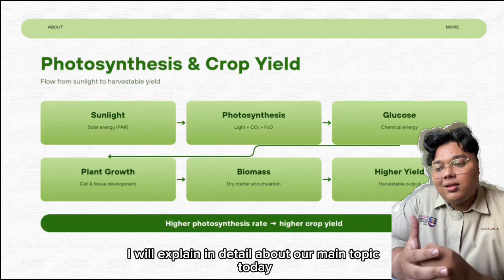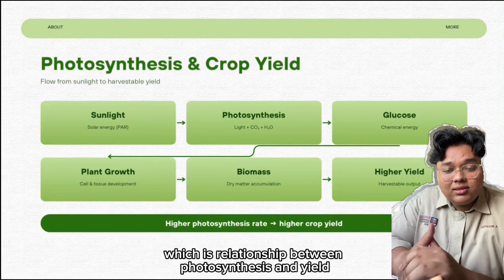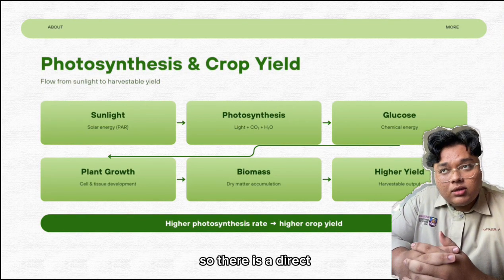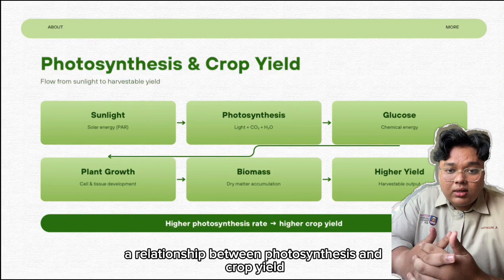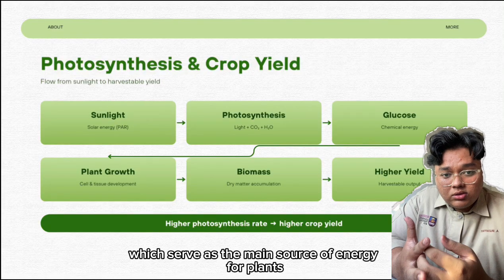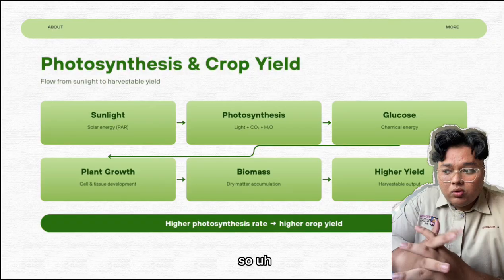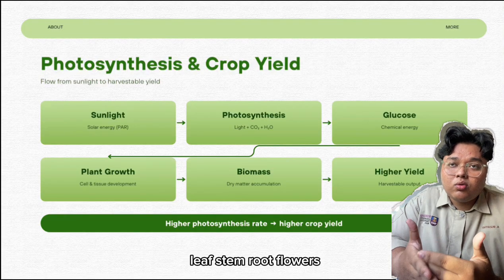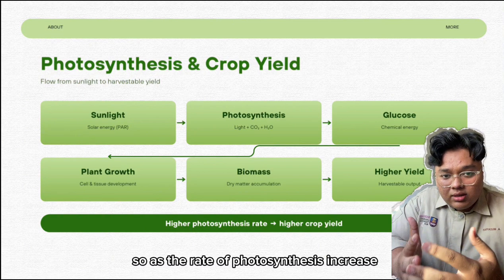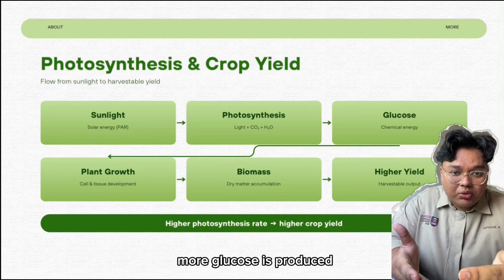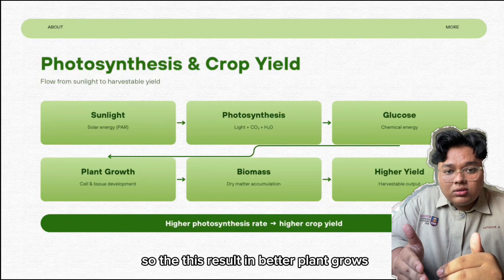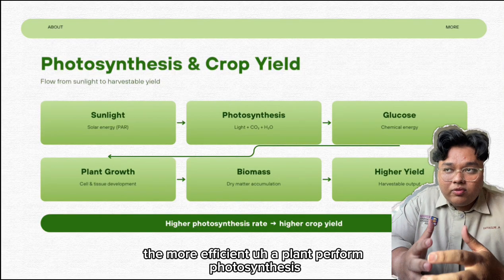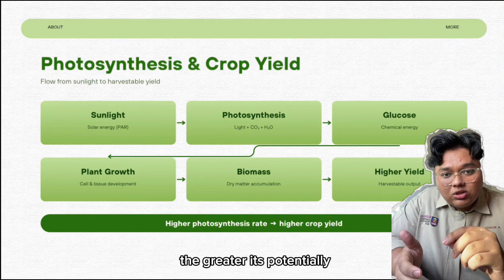And next, I will explain in detail our main topic today, which is the relationship between photosynthesis and yield. As you can see, I have put the flow from sunlight to harvestable yield. There is a direct relationship between photosynthesis and crop yield. Photosynthesis produces glucose, which serves as the main source of energy for plants. The glucose is used to build plant tissue such as leaf, stem, root, flowers, fruit, and seeds. As the rate of photosynthesis increases, more glucose is produced. This results in better plant growth, higher biomass accumulation, and ultimately higher crop yield. In simple terms, the more efficiently a plant performs photosynthesis, the greater its potential yield.